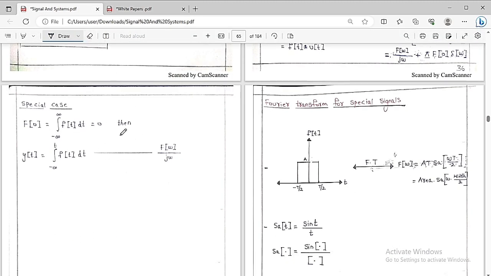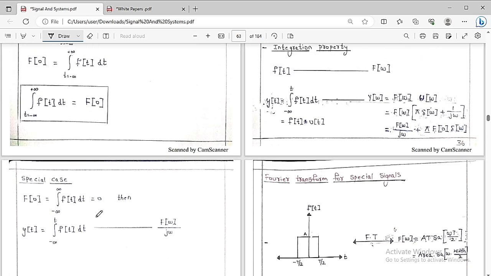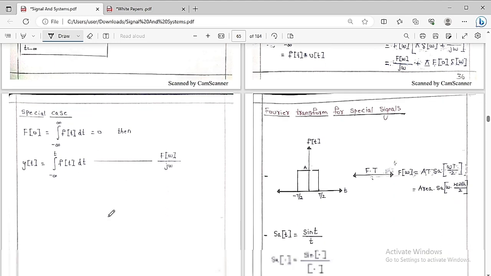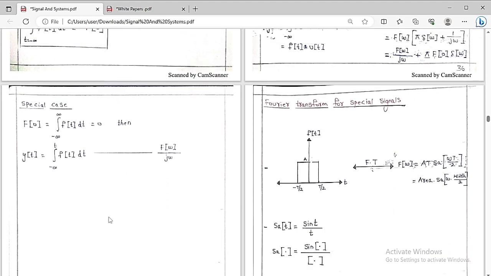Now, the special case that we are going to study. So basically, F of omega, you know, right? What is F of omega? Just now we have said that it is the integration from t equals minus infinity to plus infinity of f of t into e to the power of minus j omega t dt. Now, what I am going to do is, in place of omega, I will substitute 0. Then what am I going to get? F of 0 is equal to the integration from minus infinity to plus infinity of f of t dt, because in place of omega I substitute 0.